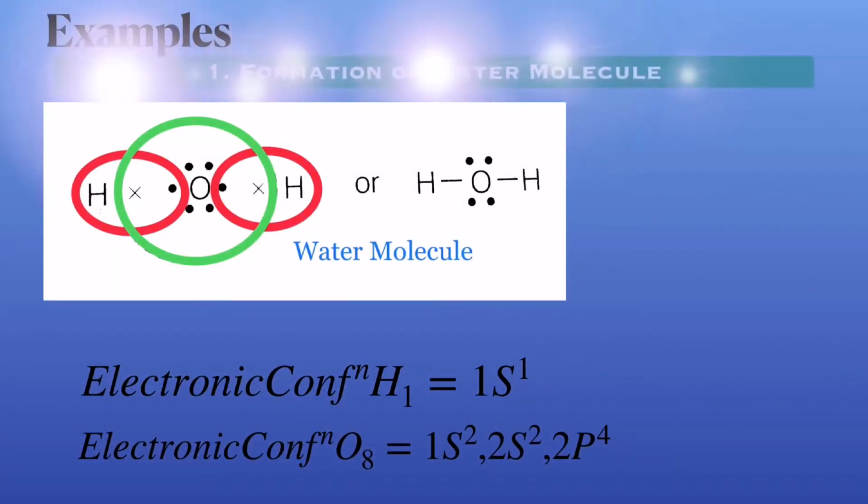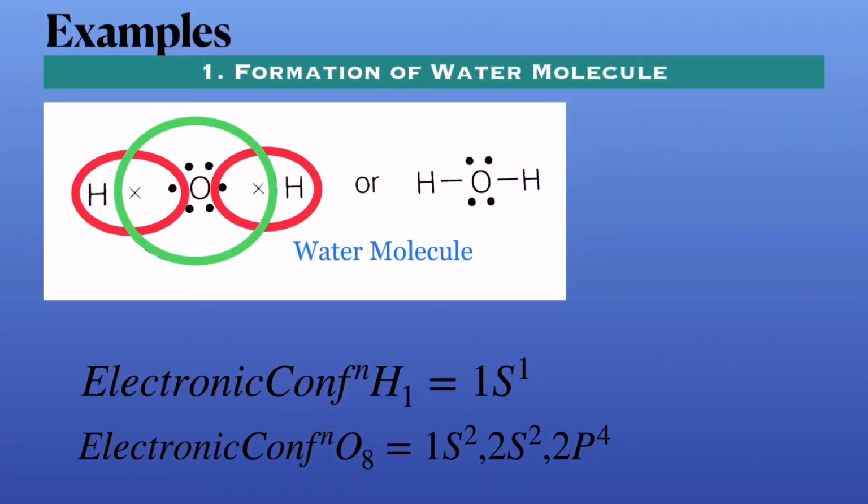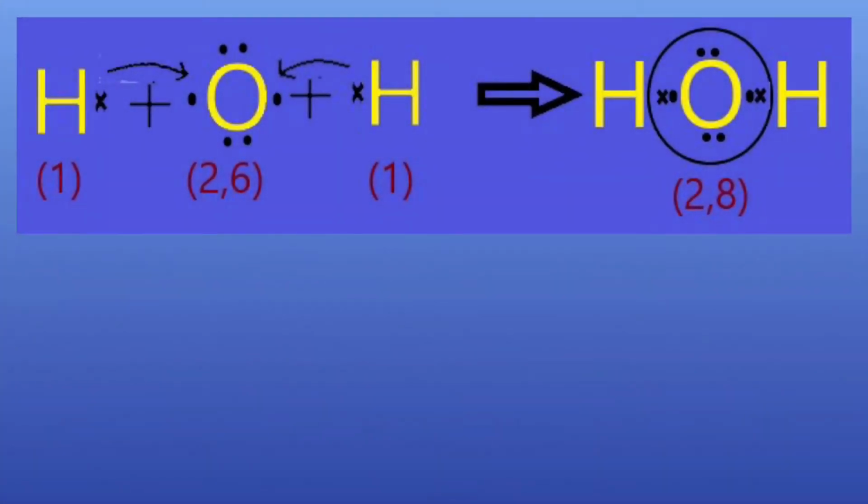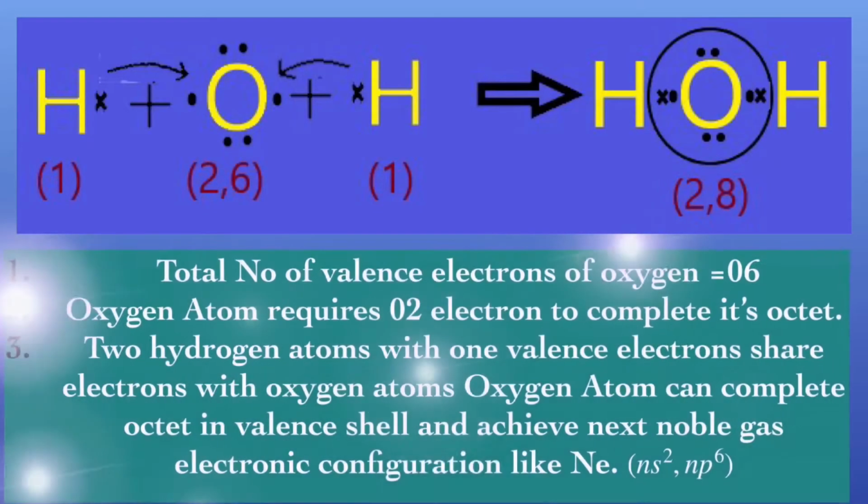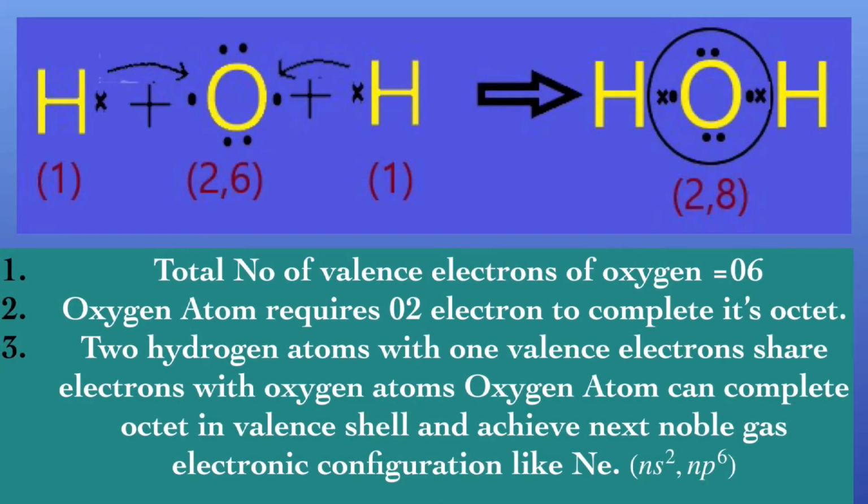Now let us consider the formation of the water molecule. The electronic configuration of hydrogen atom will be 1s1. Electronic configuration of oxygen atom will be 1s2, 2s2, 2p4. So from the electronic configuration of the oxygen atom, the total number of valence electrons in oxygen atom is equal to 6. Oxygen atom requires 2 electrons to complete its octet.